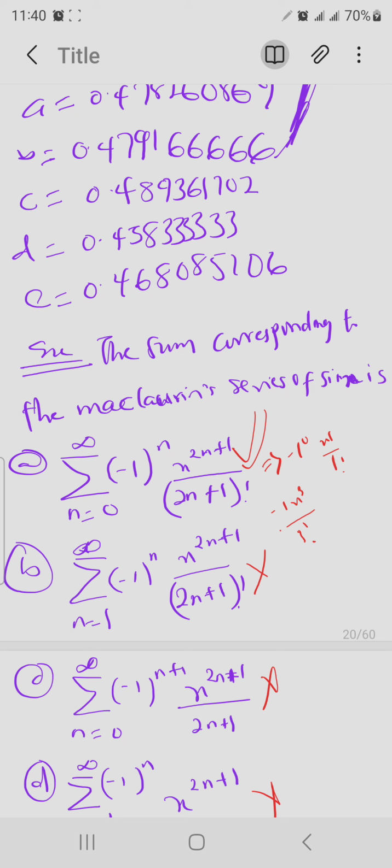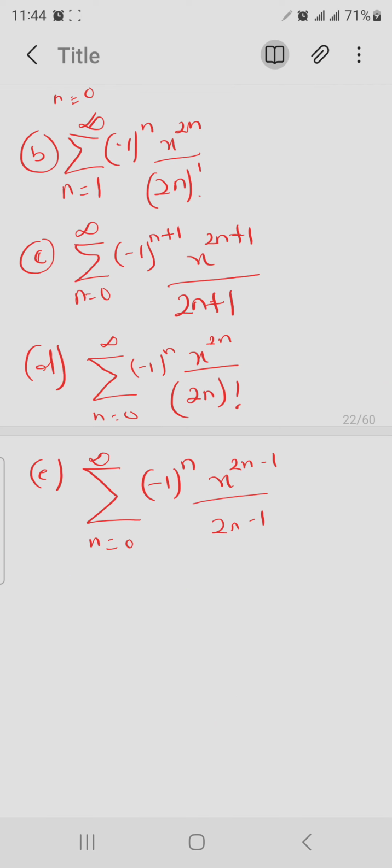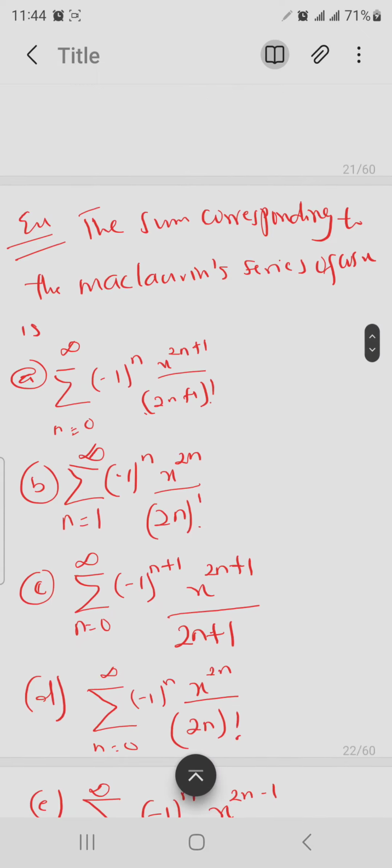Then we do the cos x. The next question says we should find the sum corresponding to the Maclaurin series of cos x. We want to do this type of question more or less like how we did it for sin x. One of the things I said is that you must know the series for cos x as well. You know that formula, so that's what you are going to use.